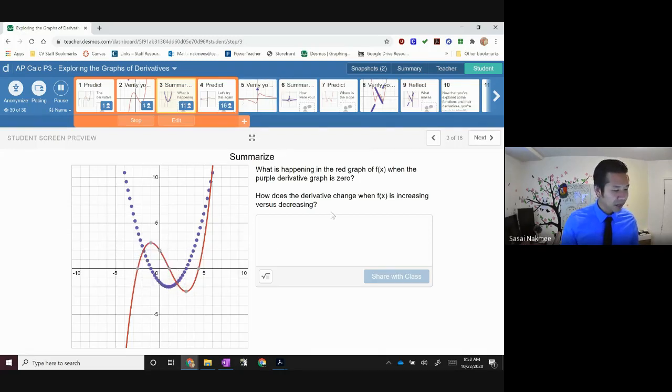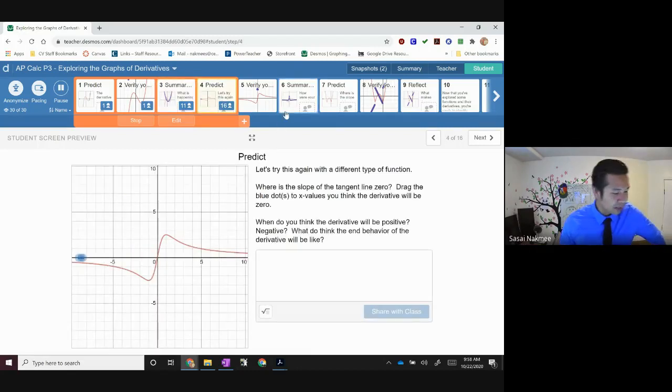Okay. Once you get that answer in there and shared, go ahead and head over to the 4th slide and let's see your predictions for this one. Same thing, but it's a little different this time. The function is a little bit different. Can you guess where the slope of the tangent line is 0? Wherever you think that is, move the blue dots to where you think that would be. Where do you think that would be?